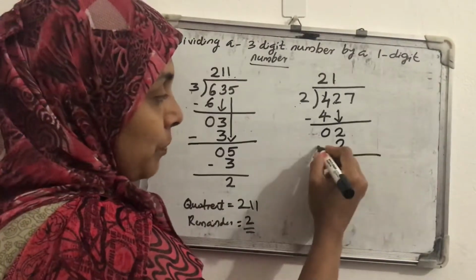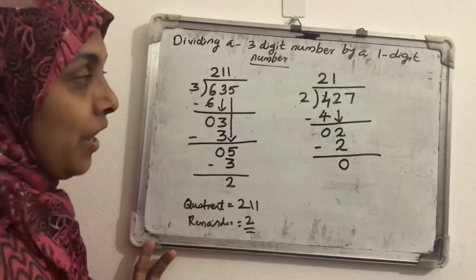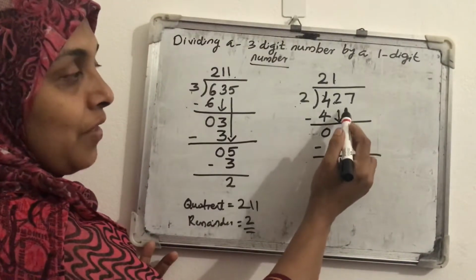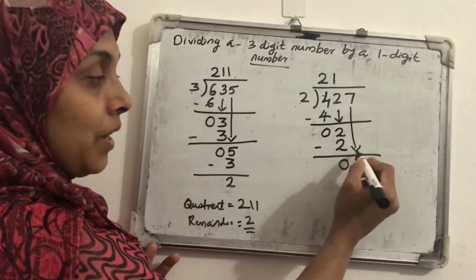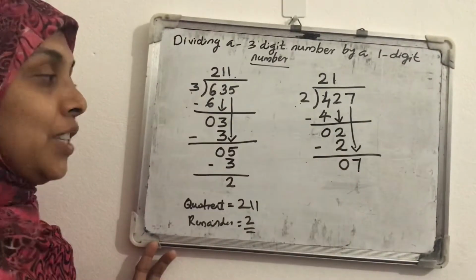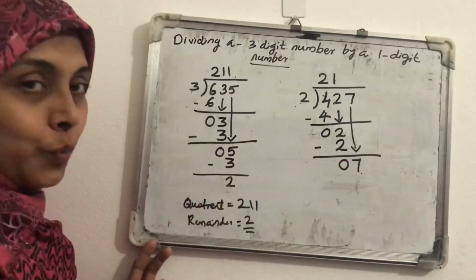Again we are subtracting 2 minus 2, 0. Okay. What is the next digit remaining in the dividend? Next is 7. Next step is bring down this 7 next to this 0. Now 7 divided by 2.